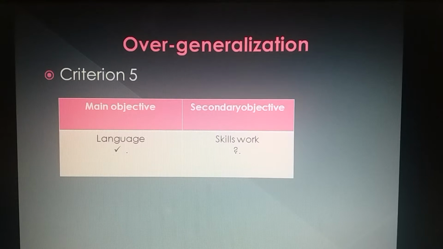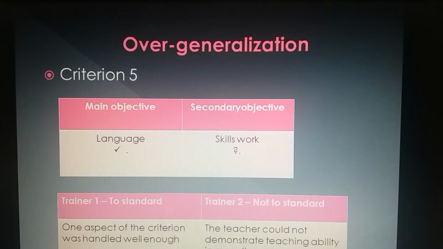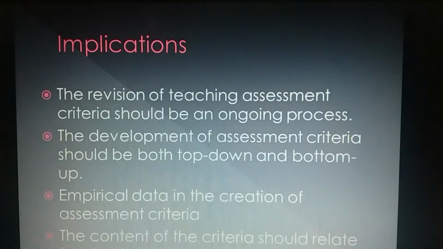How? For example, in a lesson, the main focus is on language, but that lesson also includes some skill work. So this causes a problem for the tutors. Why? Because one trainer thought that the lesson was up to standard, because one aspect of the criterion was handled well enough. But another trainer thought that it was not to the standard because the participant teacher, the trainee, could not demonstrate teaching ability in more than one aspect of this particular criterion. So one criterion, different assessment marks. This creates unreliability because it leads to overgeneralization.